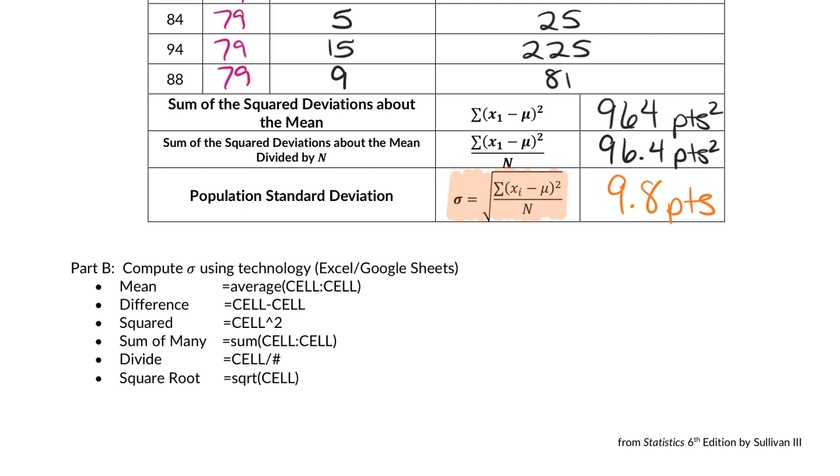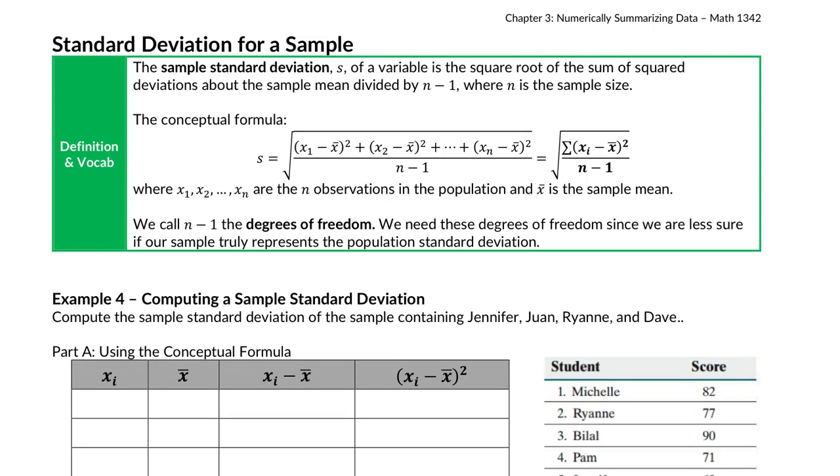Okay, moving on. So that, on the other page, was standard deviation for a population. There is a completely different formula for standard deviation of a sample. In fact, we use an entirely different letter. We're just going to use a lowercase s. The sample standard deviation, s, of a variable is the square root of the sum of the squared deviations about the sample mean. That sounds familiar. That's what we did before. This time divided by n minus 1.